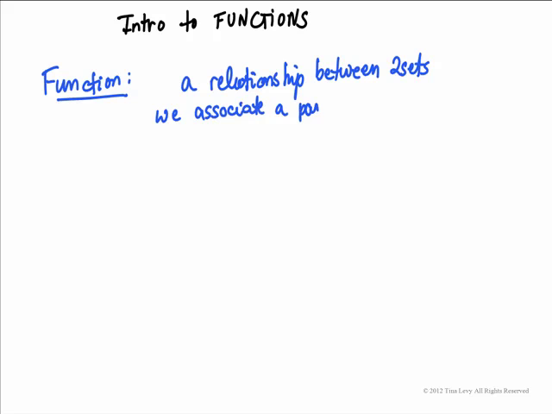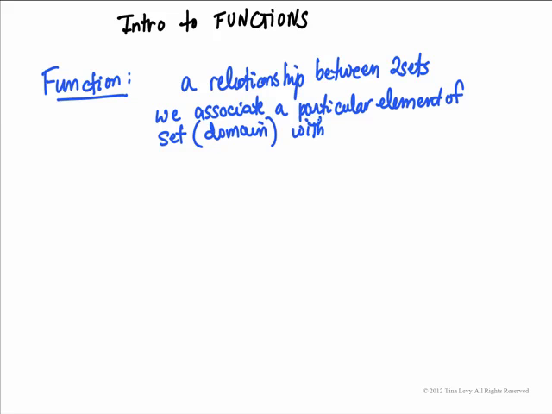a particular element of a set, which we call the domain set, with exactly one element of another set. And that other set we call the range set.